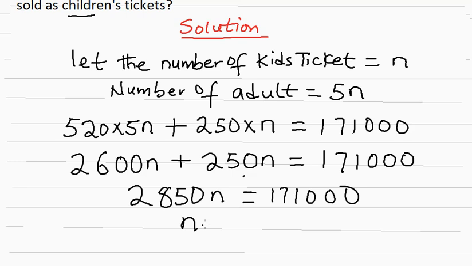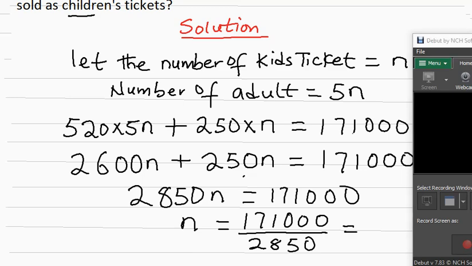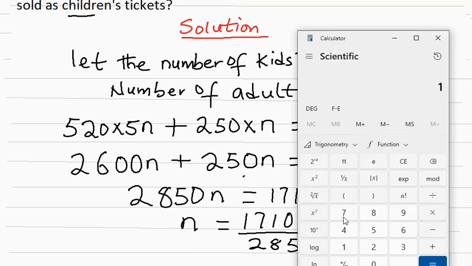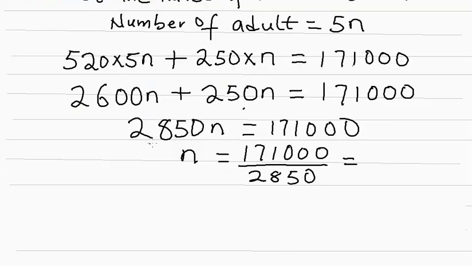So of course, n is going to be equal to 171,000 divided by 2850. So what do we have? Let's do that. 171,000 divided by 2850 is 60. So the number of the children's tickets is actually 60 tickets. All right. I hope that is well understood.